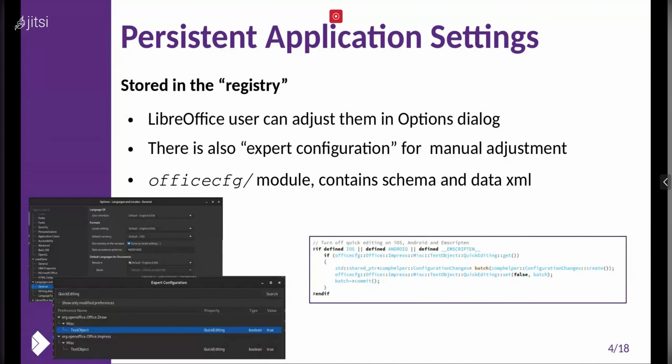And here, for example, I searched for quick editing setting. We can see the tree of properties, and on the right side there is some code which uses the same setting. As you can see, it's also under the Office, Impress, MISC, test, text object, quick editing, and we can modify this way the register in the code.